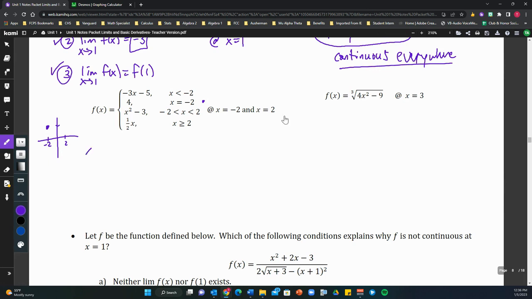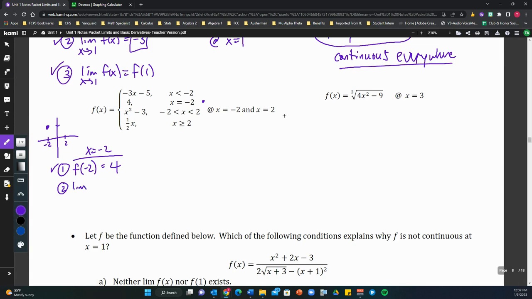So let's check x equals -2 first. Again, we're going to go through the conditions. We need to know, does f of -2 exist? Well, yes, it's defined here. If I plug -2 into the function and go over here to figure out which line I'm going to work with, that would fall on the second line because that's where x equals -2. So I know the answer is 4. So the first condition passes.